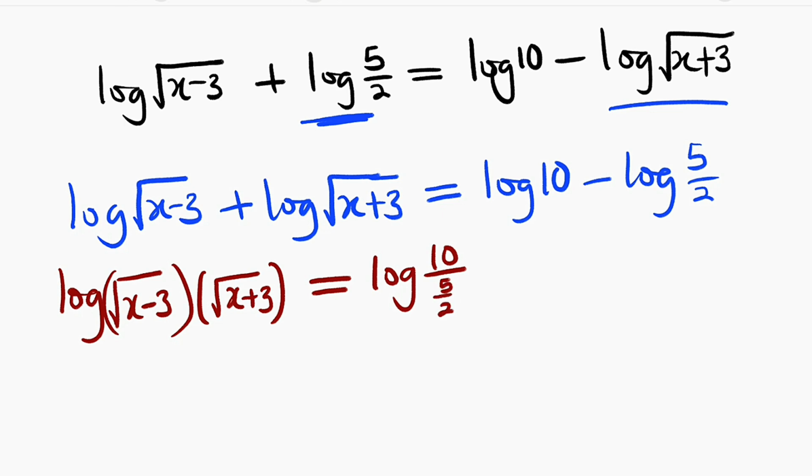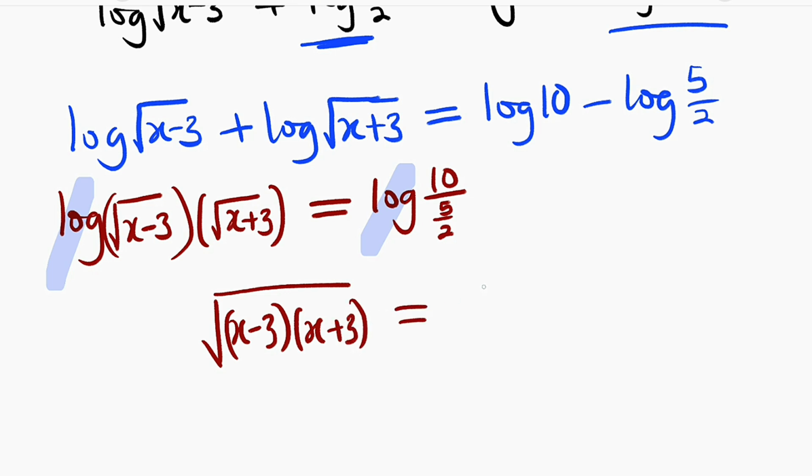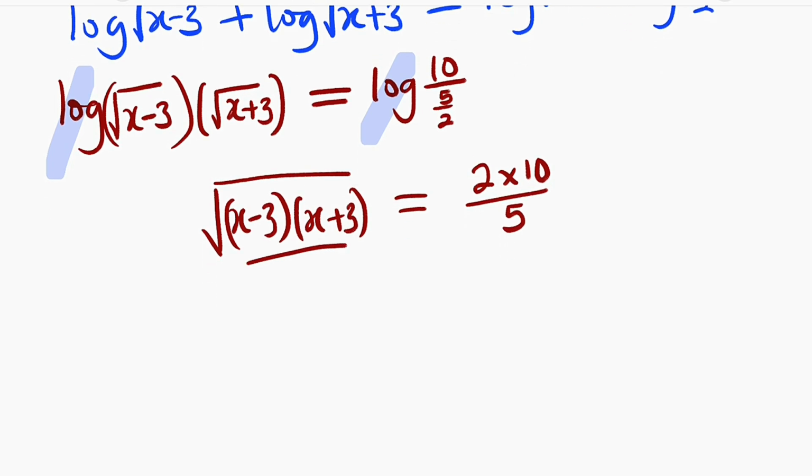Since we have common logs on both sides, we can equate their arguments. So this will cancel this. We can multiply these two square roots and assign them a single square root. We have the square root of x minus 3 multiplied by x plus 3 equal to 10 divided by 5 over 2, which is the same thing as 2 multiplied by 10 divided by 5. These are a difference of two squares. We can write them as the square root of x squared minus 3 squared. And this is equal to 2 times 10, 20, divided by 5 is 4.